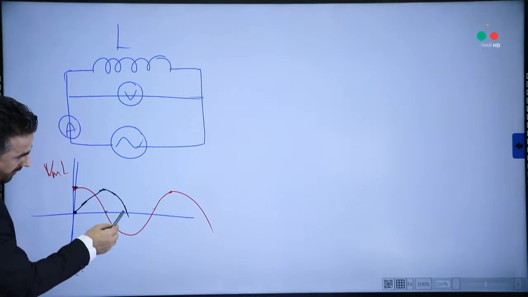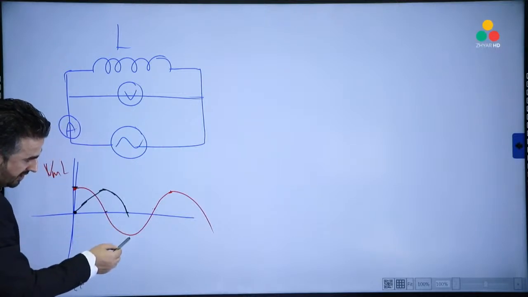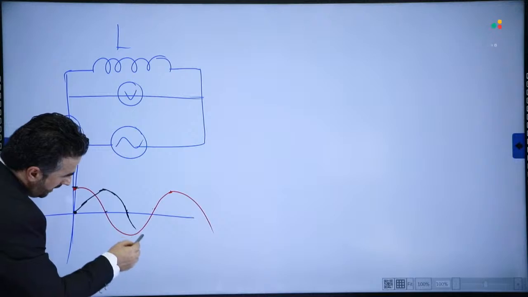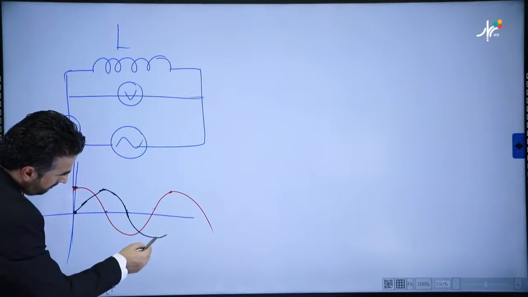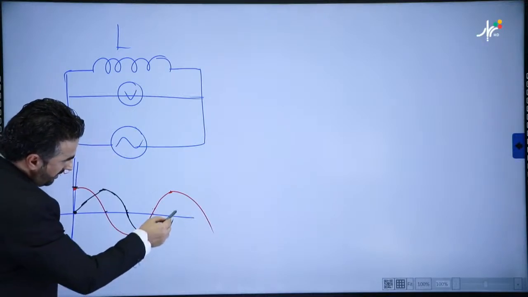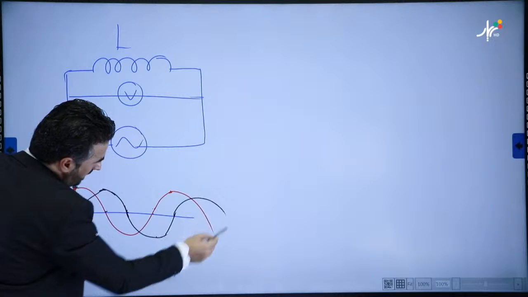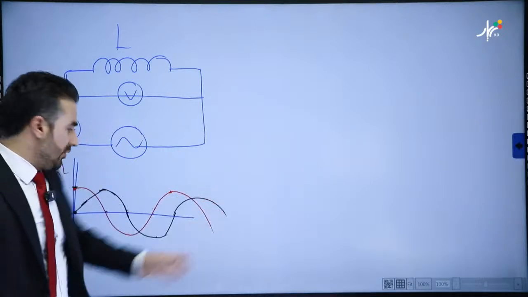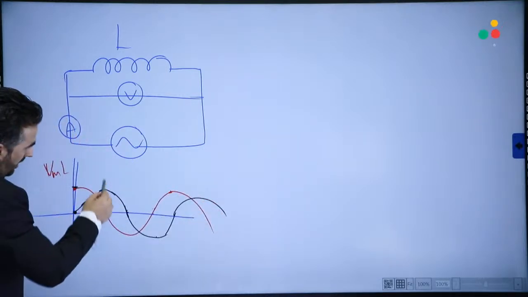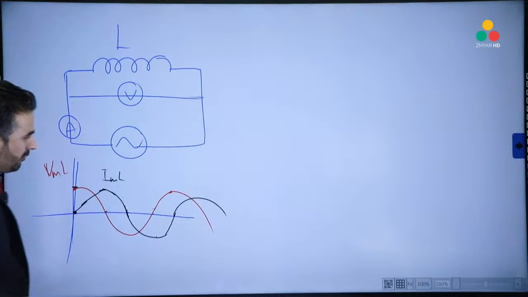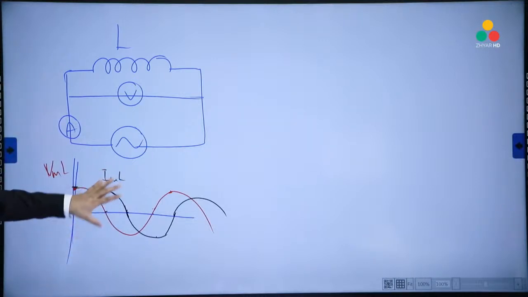Okay, and one more time, you can see that the current is zero while the voltage is maximum. And then here again, when the current is maximum, the voltage is zero. And of course it is going to continue like this further and further. So this is basically for the voltage, and this is for the maximum current on the inductor right here. This is basically the graph for it.